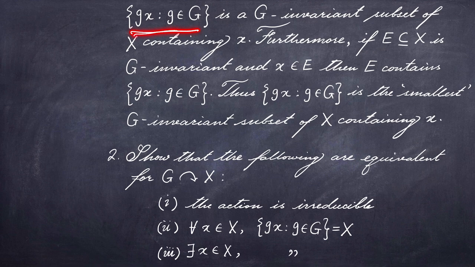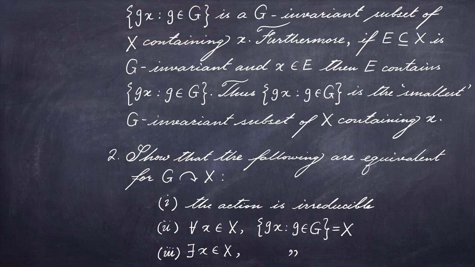Since this is a non-empty G-invariant subset of X, automatically we do have an action of G on this set, and we are now going to see that this action is irreducible. And in fact, if the action is irreducible, then X must be this for any point x in X.